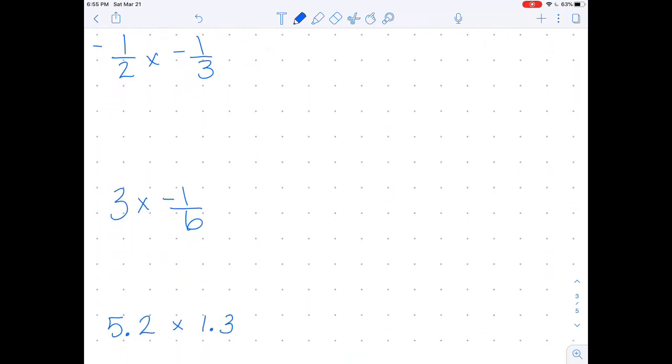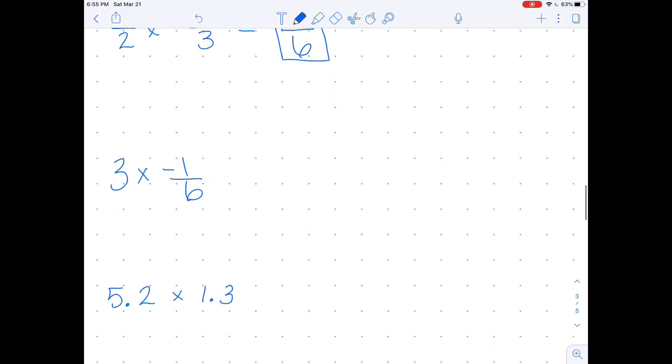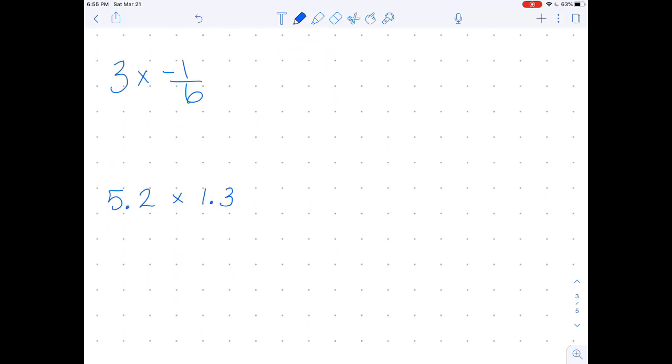We've got negative 1/2 times negative 1/3. We multiply straight across. 1 times 1 is 1. 2 times 3 is 6. And we've got two of the same sign. They're both negative, so my answer is positive. Our answer is 1/6.